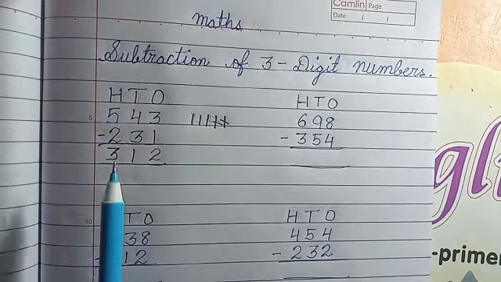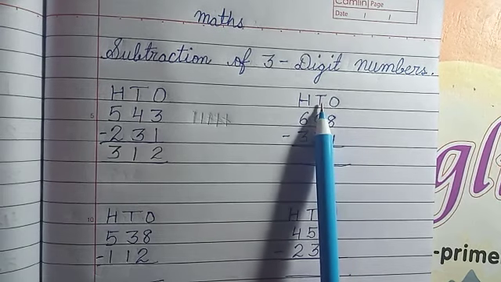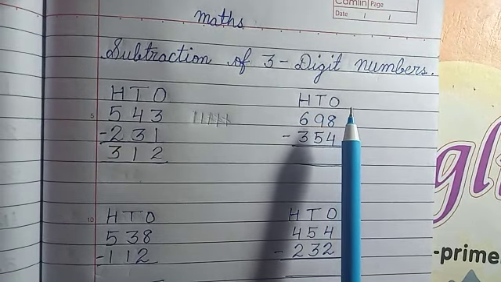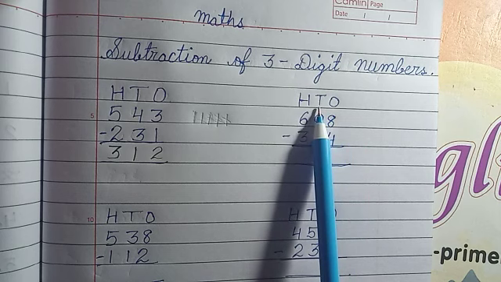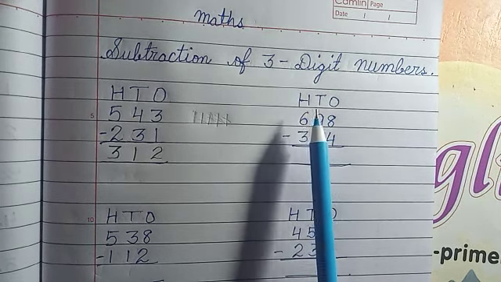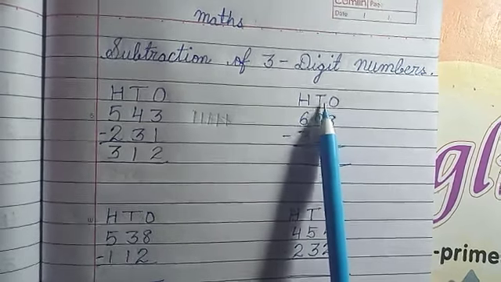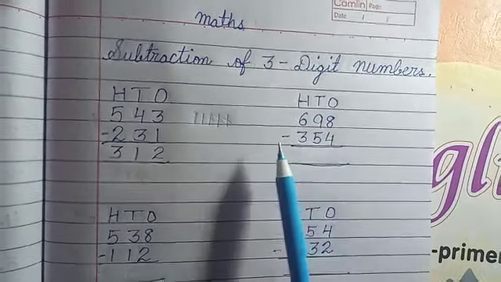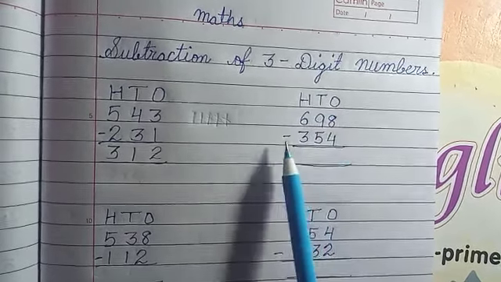Next. Ones, tens, hundred. Numbers at the ones place first, then the tens place, and finally the hundred place. Ones, tens, hundred. Here is 698 minus 354. Here is 8.